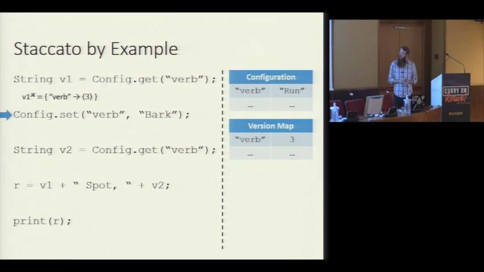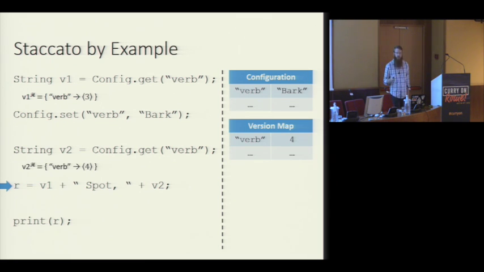So when the verb option here is updated, not only is the value updated in the underlying configuration abstraction, but Staccato automatically increments the version number, which captures that we now have a new version of the verb option. Similarly, when the verb option is read here and stored into V2, V2 is tagged with the configuration history that contains the version 4. And this captures the intuitively obvious fact that V1 and V2 now hold two different versions of the same configuration option.